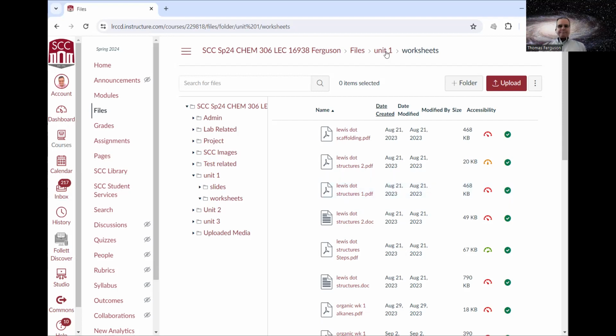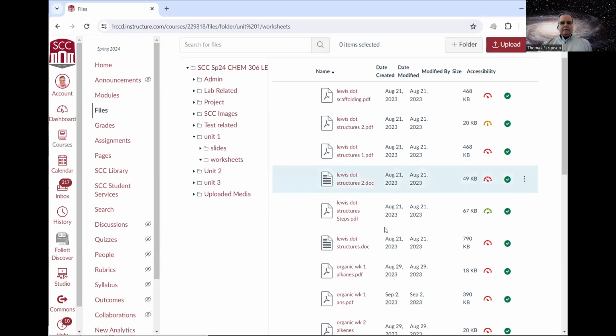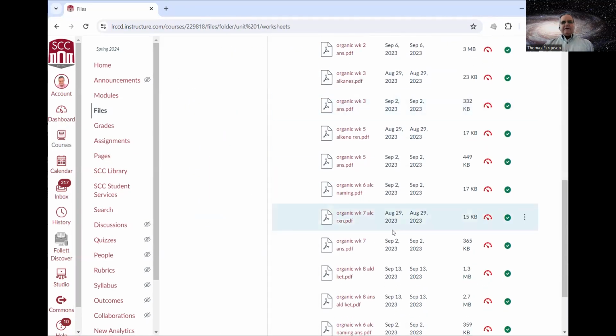Now, if you're doing some of these, and we haven't got to the alcohols part like today, just skip that problem and come back to it. Okay. All right. So that's where they're located: Files, Canvas files, worksheets, Unit 1 worksheets.